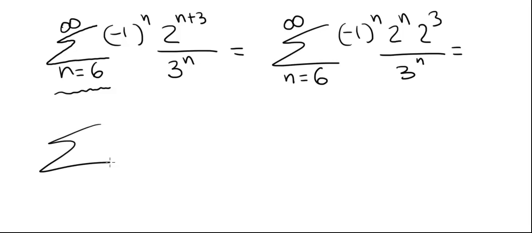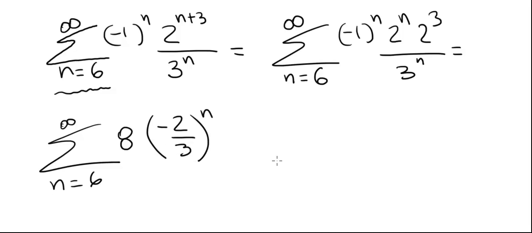Now 2 cubed is 8, so we'll write that here. And then everything else, the minus 1, 2, and 3 are raised to the nth power. We can combine them into minus 2/3 raised to the nth power. Now we see that this is a geometric series with r equal to minus 2/3. Since it's between minus 1 and 1, this series is going to converge.